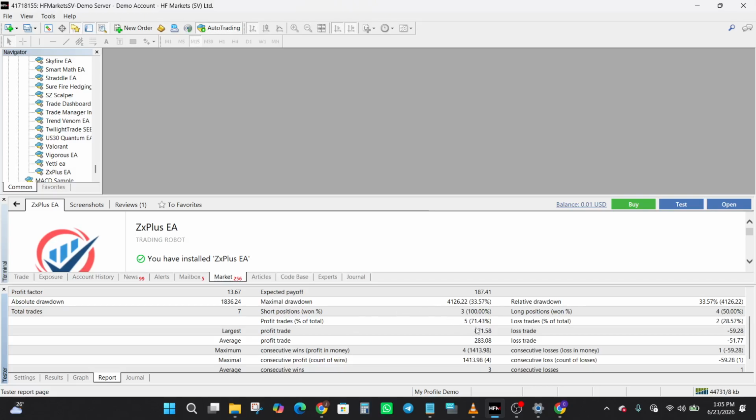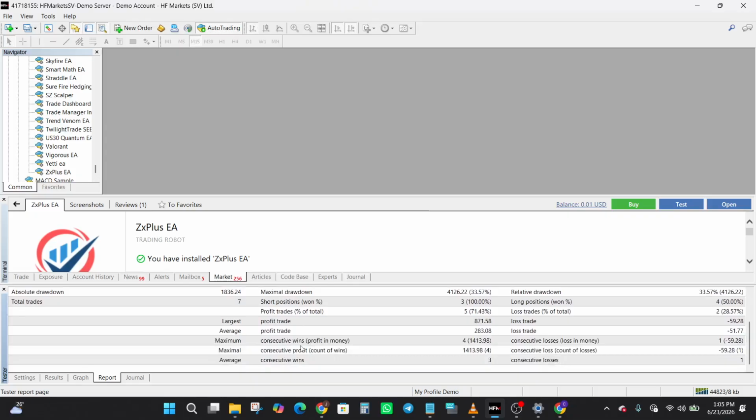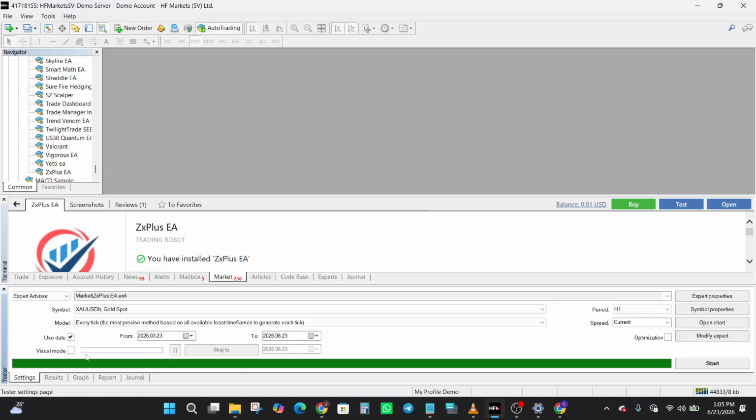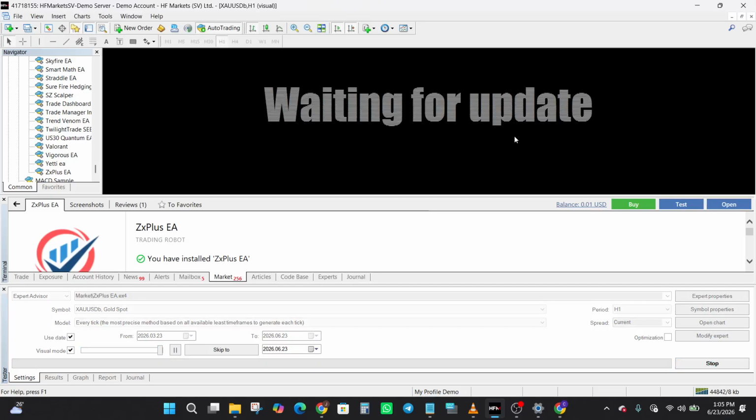Largest profit was 871.58. Largest loss was 59.28. Average profit 283.08. Average loss 51.77. So that tells me that the average risk to reward ratio is very good. All right, it's excellent, and the win rate is also good. So it's not surprising to see a net profit of about 13% over 3 months. Okay, so now let's just go turn on the visuals. Let's see how the EA looks like in action.